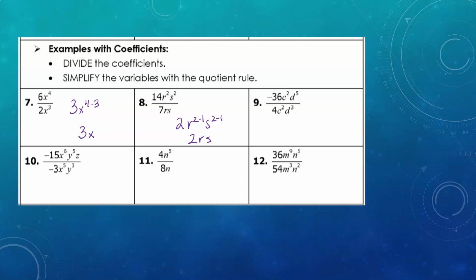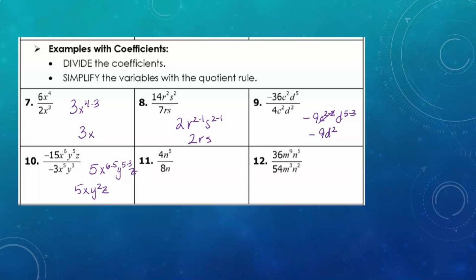Negative 36c squared d to the 5th divided by 4c squared d to the 3rd is negative 9c to the 2 minus 2 power d to the 5 minus 3 power. So I have negative 9d squared. Negative 15 x to the 6th y to the 5th z divided by negative 3 x to the 5th y to the 3rd. Negative 15 divided by 3 is 5. X to the 6 minus 5, y to the 5 minus 3, and z. So I have 5x, y squared, z.